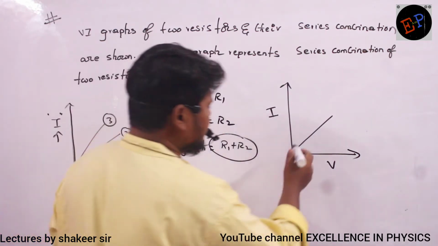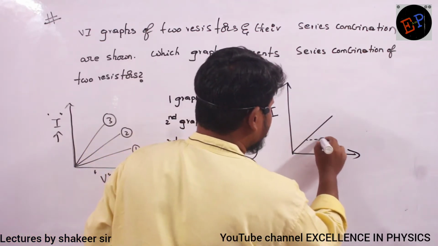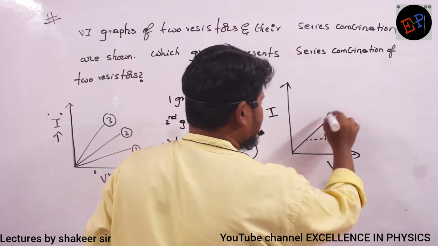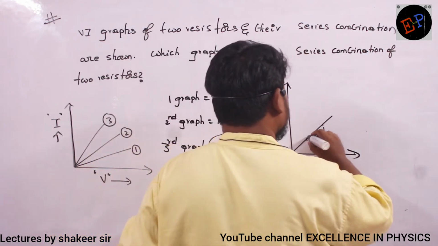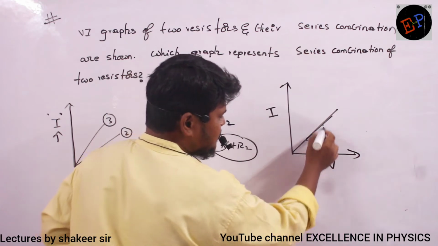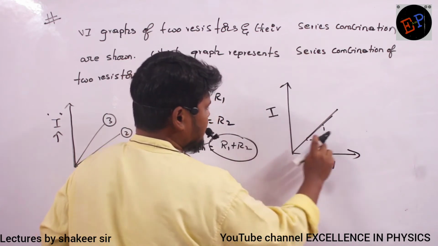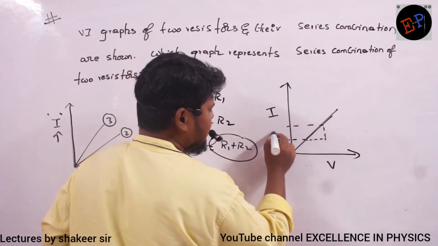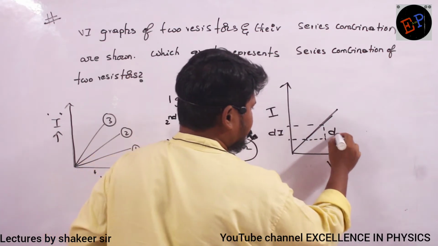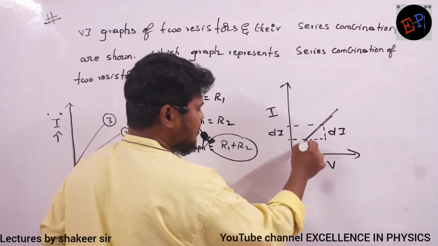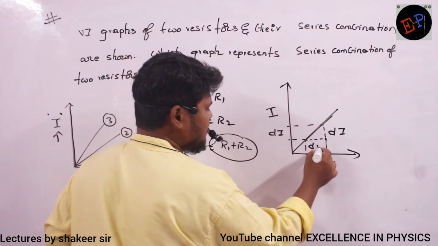So how to take the slope of this graph? I can take the slope like this, no? This is how I take the slope. This is the slope. If I divide this slope into two parts, what is this one? This is dI, change in current. What is this one? dV, change in potential.